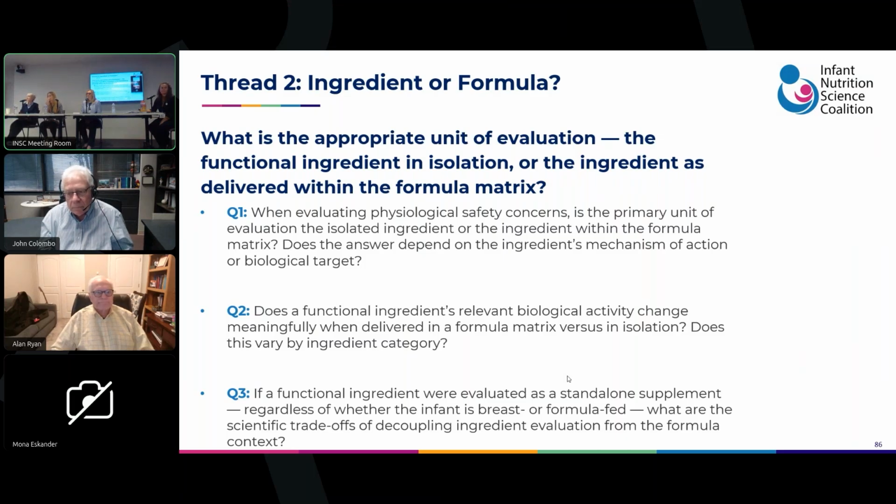The studies do exist, but it's a situation where they're adding probiotic drops or vitamin supplements on top of the formula, and that's a different situation from selling an ingredient that is an intrinsic part of a formula.